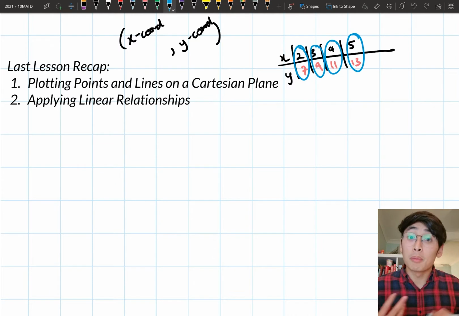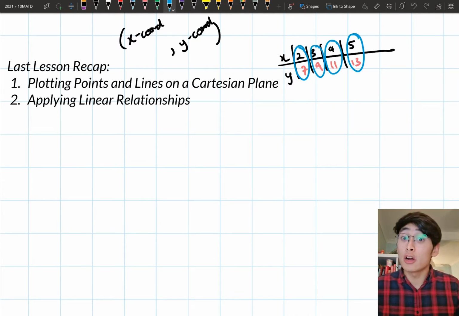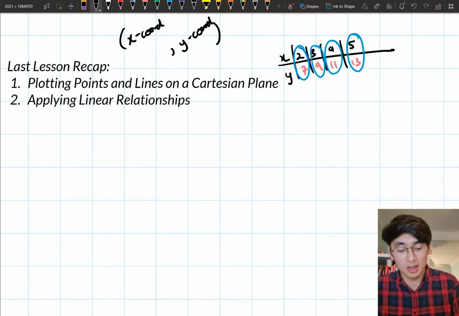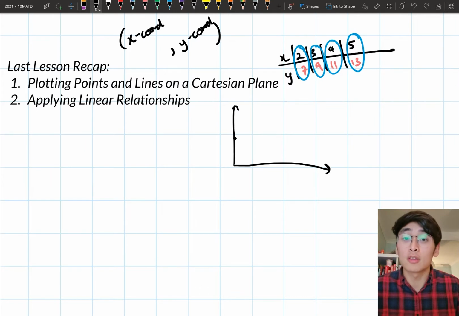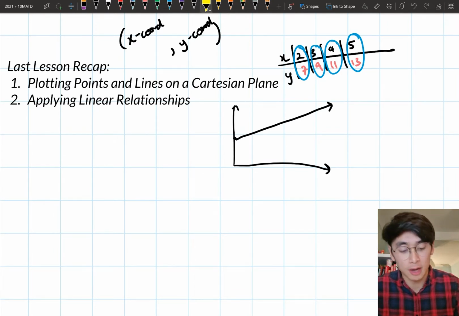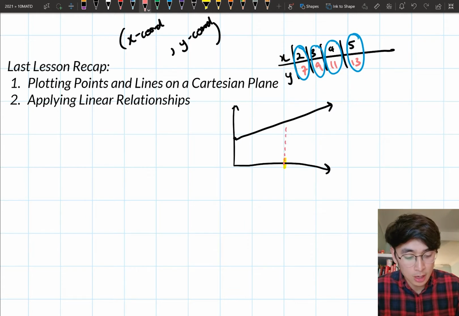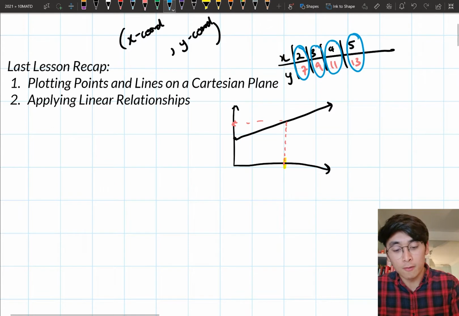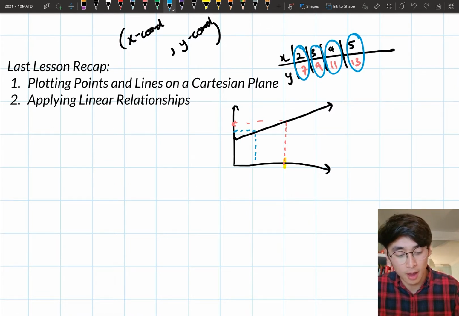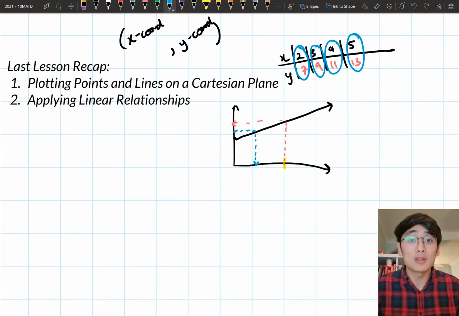The other thing that we did was apply linear relationships to different scenarios where things were increasing at a constant rate. We went through an example like the plumber example, where there was a call-out fee and then the cost that the plumber charged every hour was the same. So, constant increase over time. We were able to read off these charts, either reading off the y-axis, or going the other way and reading down to the x-axis. So that's what we looked at last lesson.